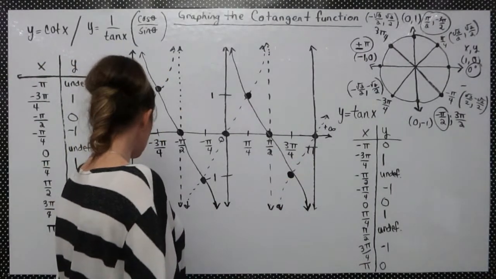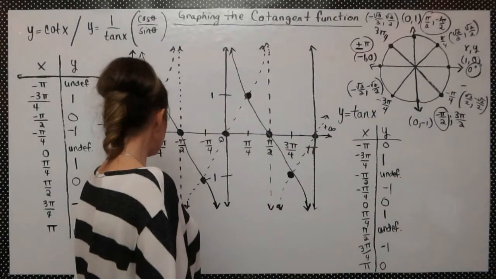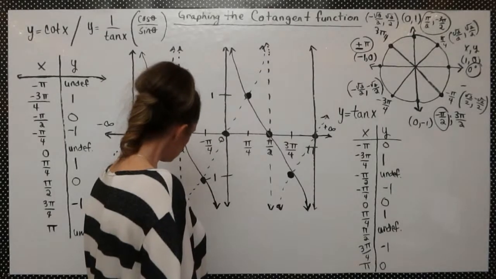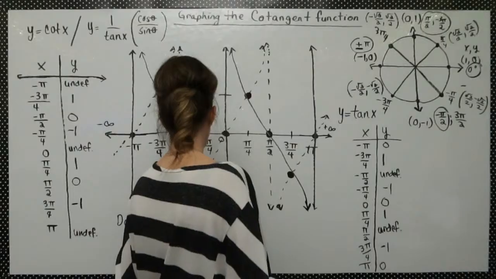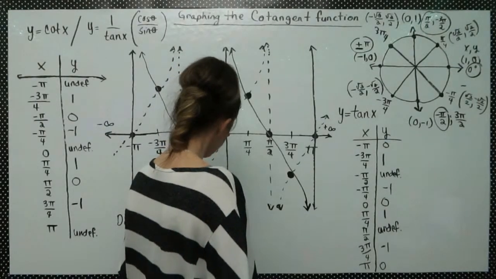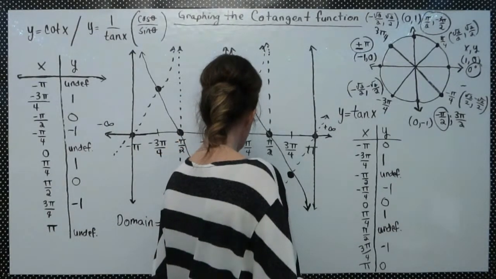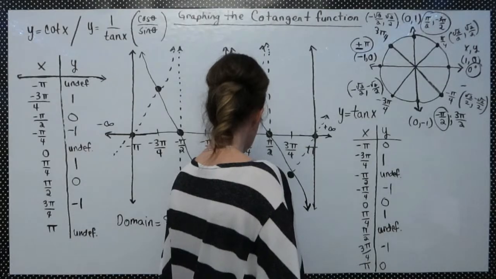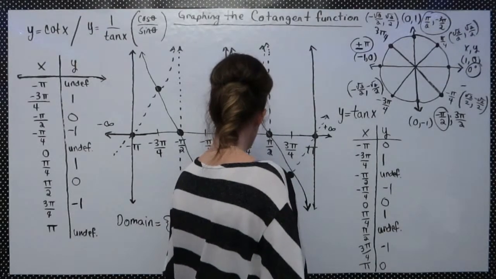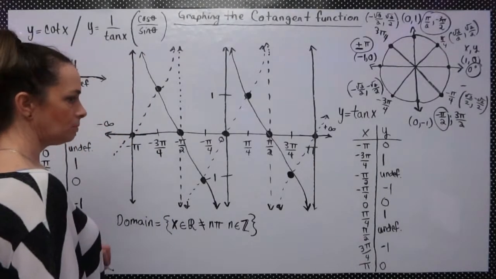So we're going to say that x, because the domain is the set of all x values, all independent values, x is a real number, but x is not equal to n times pi, where n is an element of the integers. And that should cover all the values in the domain.